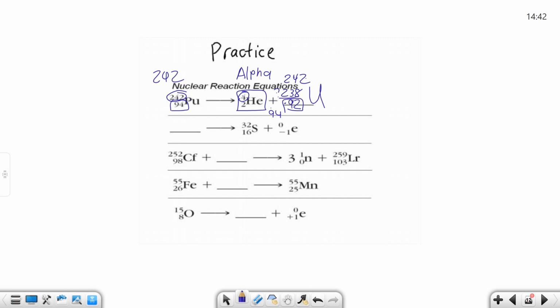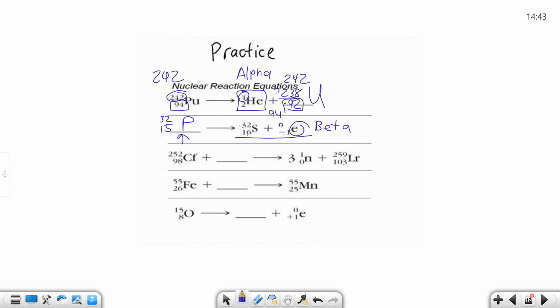All right? If I look at the next one, I'm looking for the reactant. I'm given the products, sulfur, and this is a beta particle. Right? So this one is kind of interesting. I just add up the two mass numbers. 32 plus 0 is 32. So this still has the same mass number. But what do I do down here? 16 plus negative 1 means I have to subtract 1, which is 15. What's 15 on the periodic table? There it is, phosphorus. So this was phosphorus. It released a beta particle and became a sulfur atom.